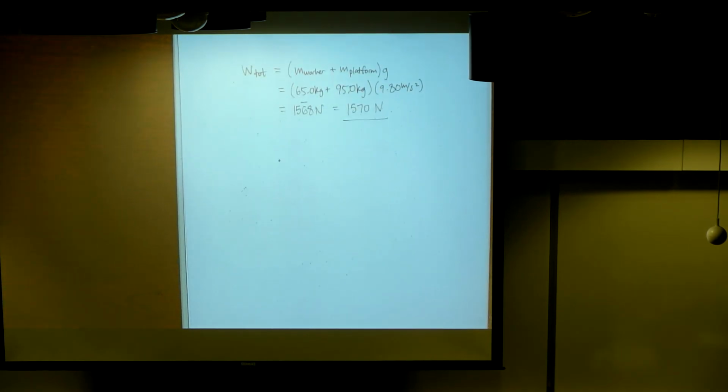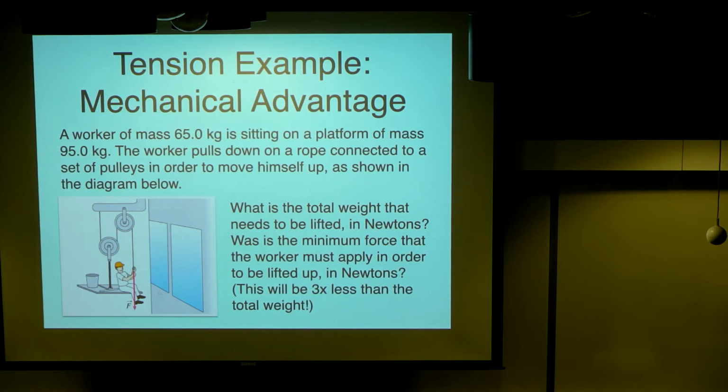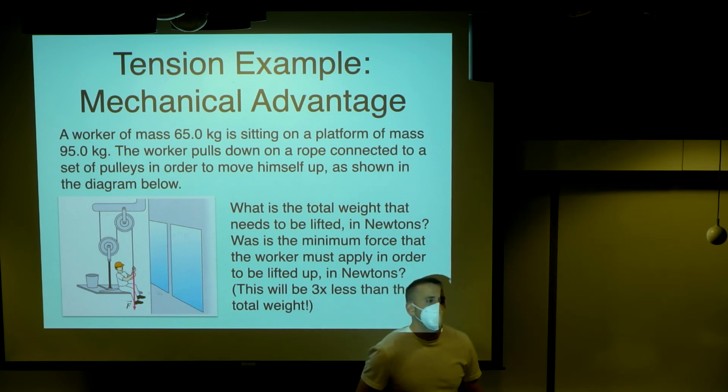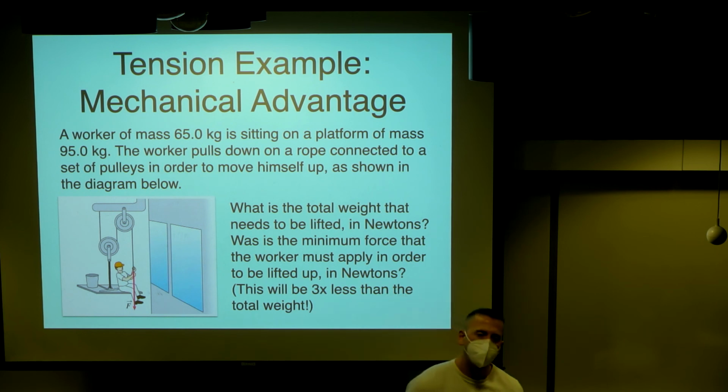Okay. So now let's answer the second question, which is a little trickier. The second question is, what is the minimum force that the worker needs to apply in order to be lifted up? So the word minimum, let's understand what that's doing in this question.